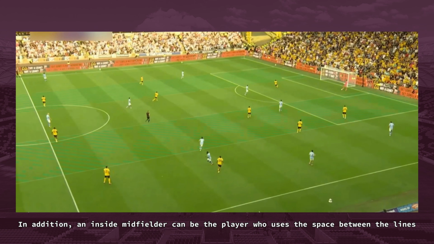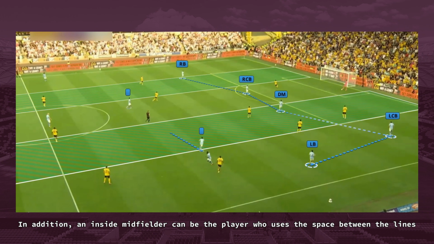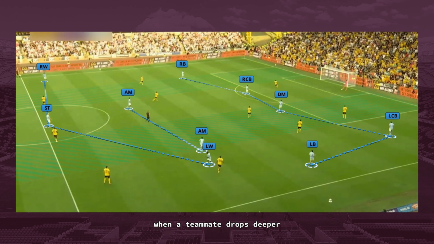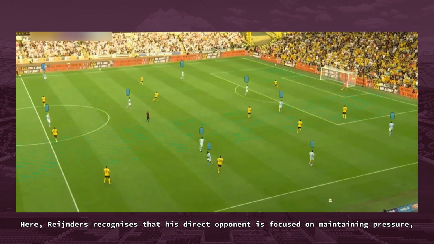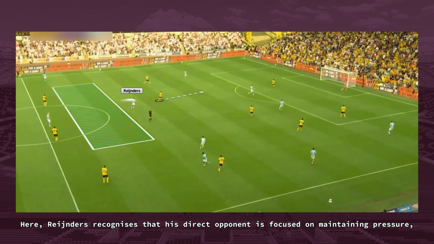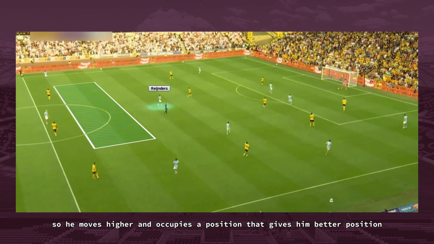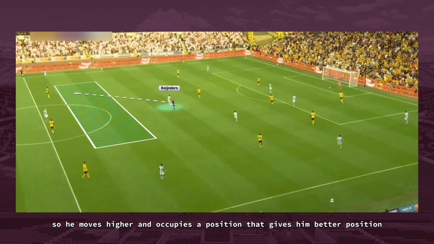In addition, an inside midfielder can be the player who uses the space between the lines when a teammate drops deeper. Here Reijnders recognizes that his direct opponent is focused on maintaining pressure, so he moves higher and occupies a position that gives him a better position.